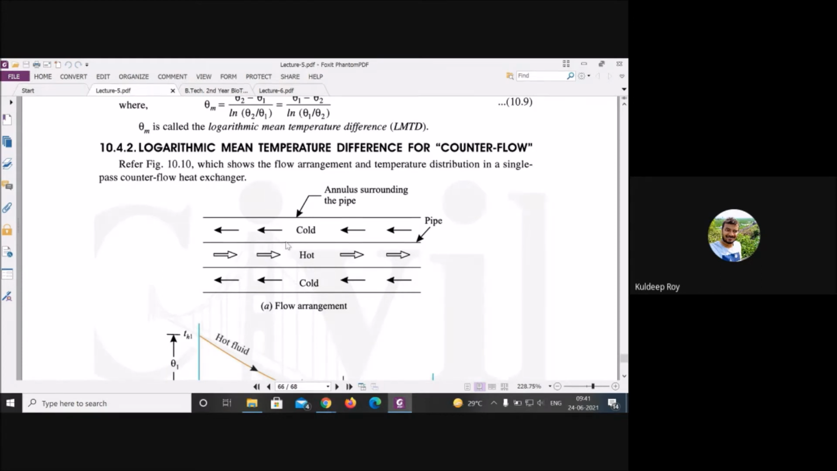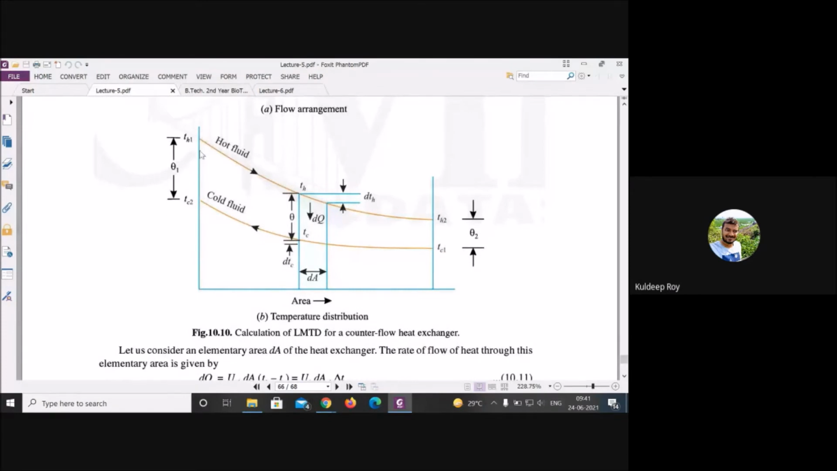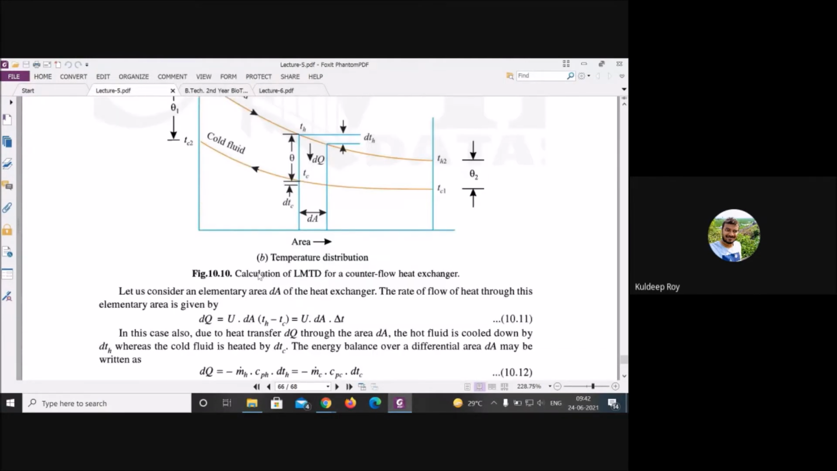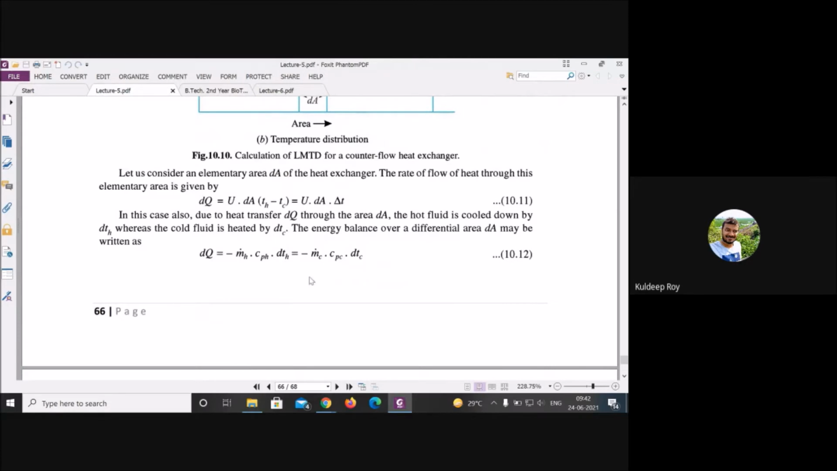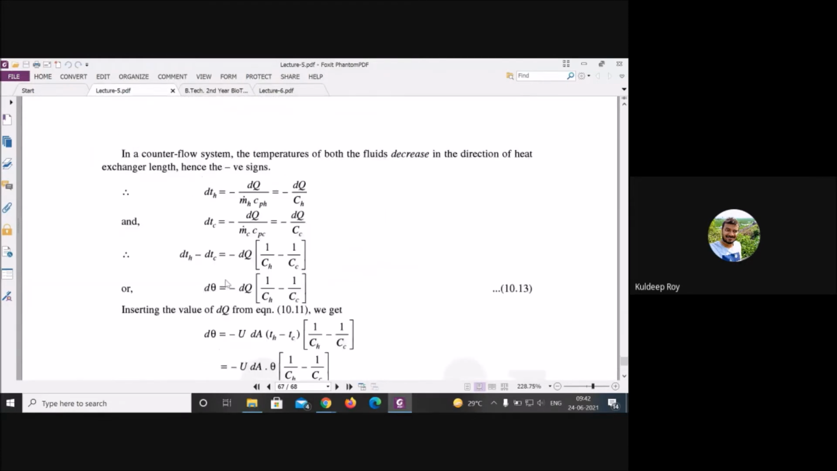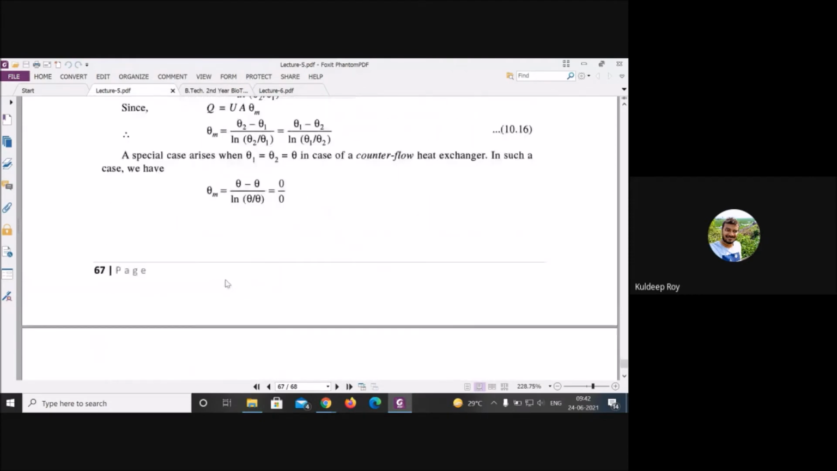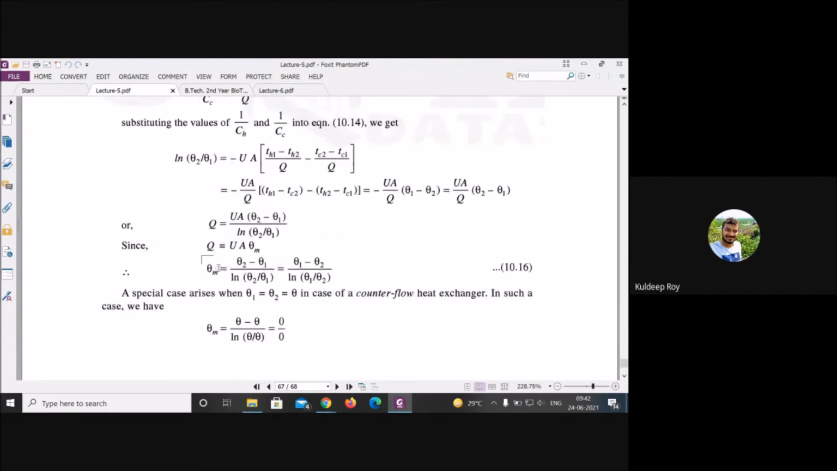This is your cold, this is your hot fluid. Similarly, here you have to determine how much theta will be. Then you will do the same m Cp dT for hot and cold, and apply the overall heat transfer coefficient, leave it. We will directly look at the formula. Now you can check this formula. It is a little bit similar to the concurrent one, but there is one difference. Just keep in mind that the theta 1 and theta 2 values are very different. The formula is nearly the same.